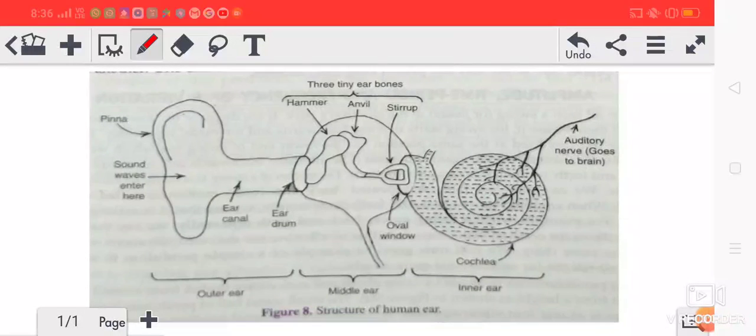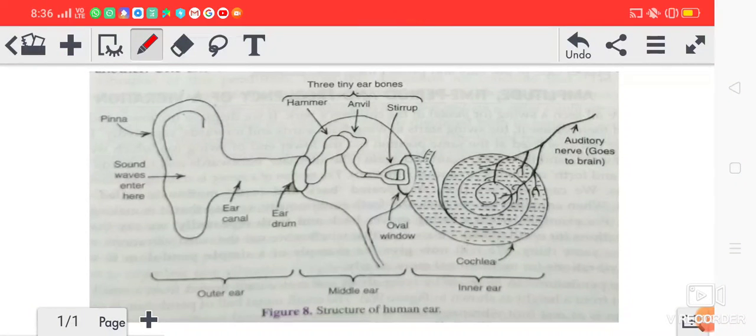Good morning, students. Today we shall discuss the human ear. We know that the ears are the sense organs which help us to hear sound. So we hear through our ears. Here we will discuss the construction and working of the human ear.